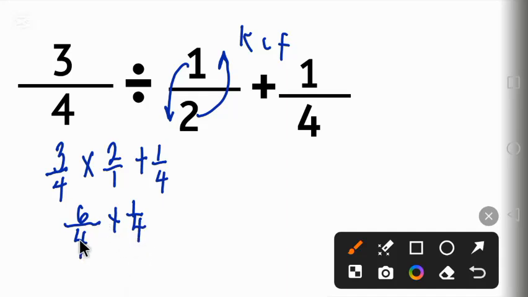Now let's find the common denominator of 4 and 4, and that will give us 4. The common denominator is 4. 4 divided by 4 will give us 1. 1 times 6 will give us 6. Plus, 4 into 4 is 1. 1 times 1 is 1.